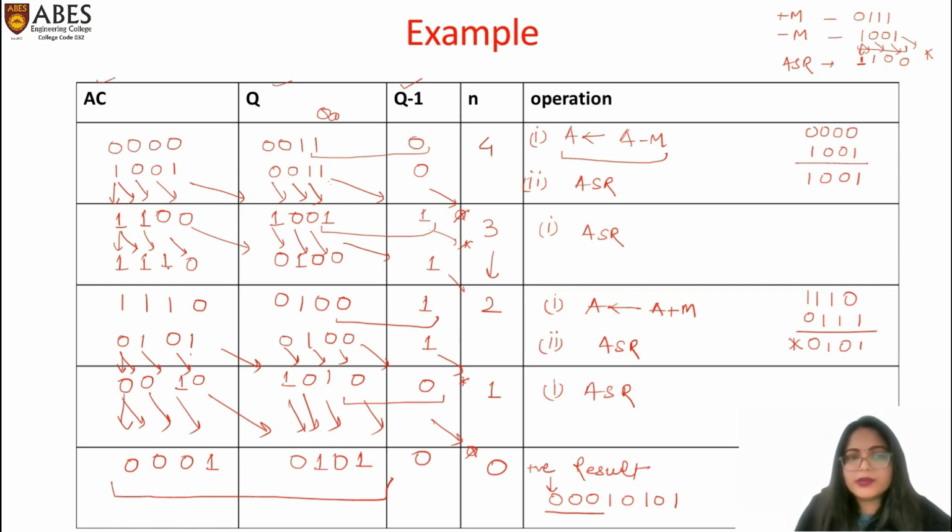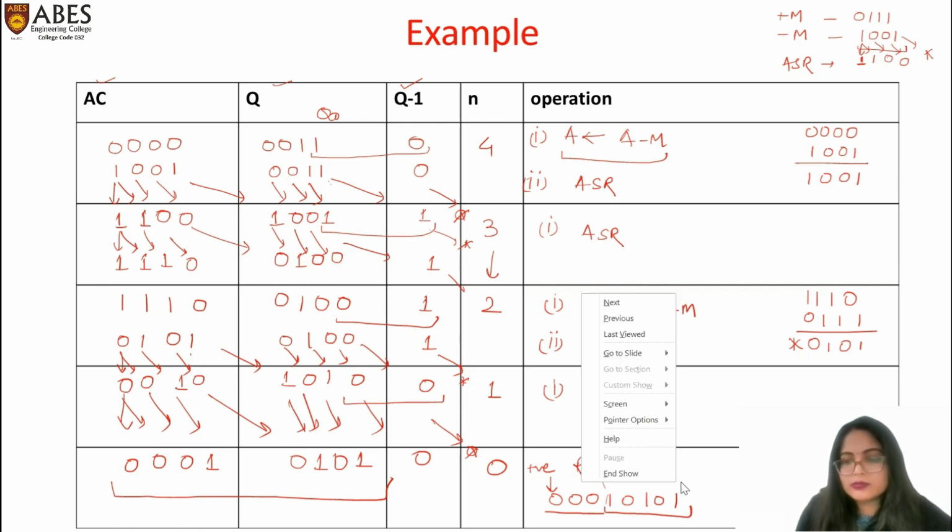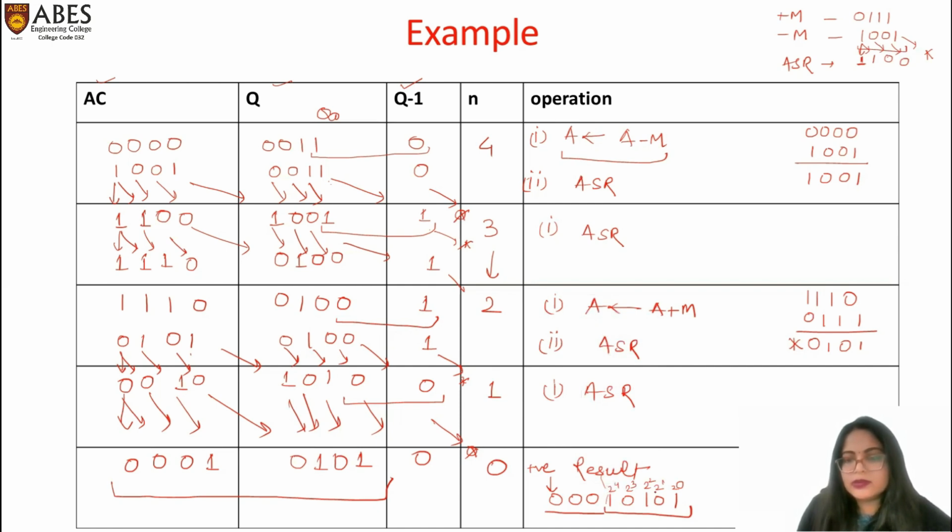Okay, now we need to find out the decimal equivalent of 10101. So we can say 2 to the power 0, 2 to the power 1, 2 to the power 2, 2 to the power 3, 2 to the power 4. That means 16, 4 and 1. That will become 21. And our result is also 21. So this is all about Booth algorithm.